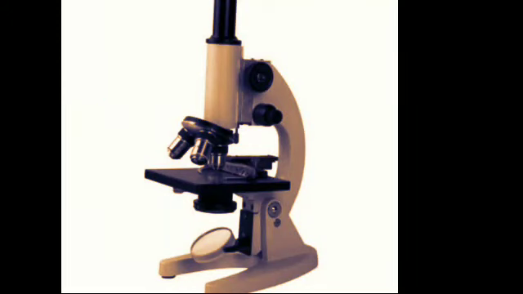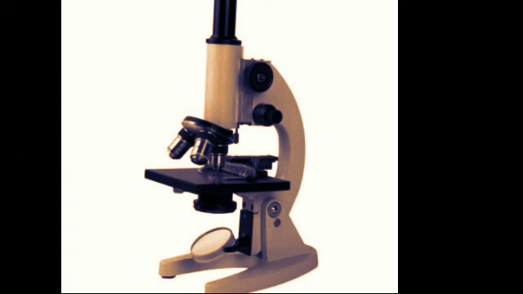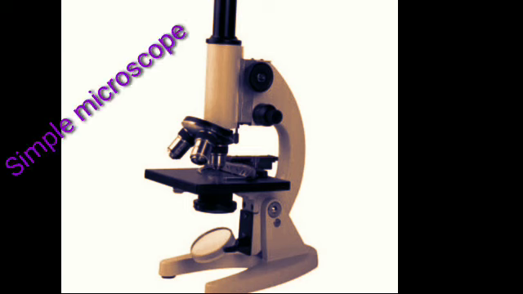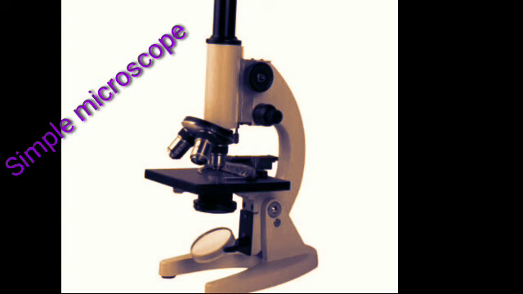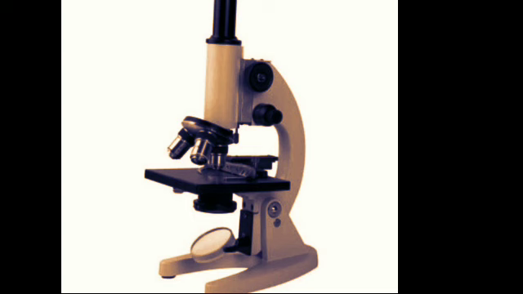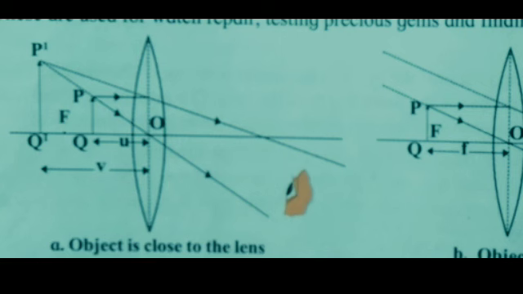First use of convex lens is in simple microscope. A convex lens with small focal length produces a virtual, erect and bigger image of an object as shown in the diagram. Such a lens is called simple microscope or magnifying lens. One can get a 20 times larger image of an object using such microscope.